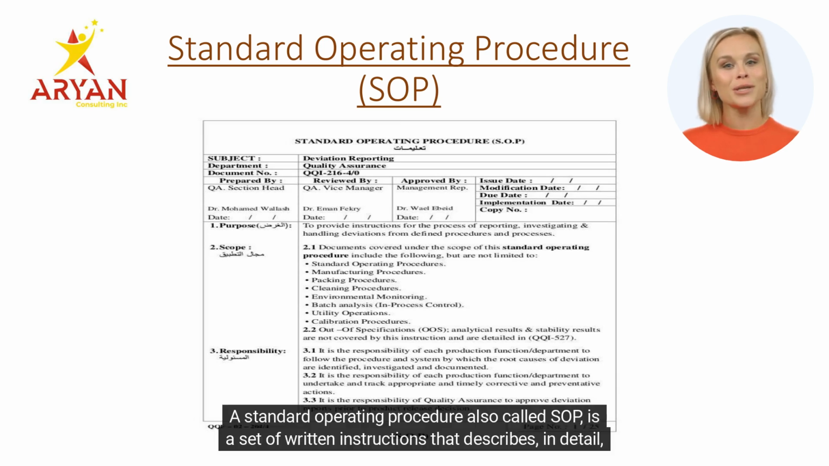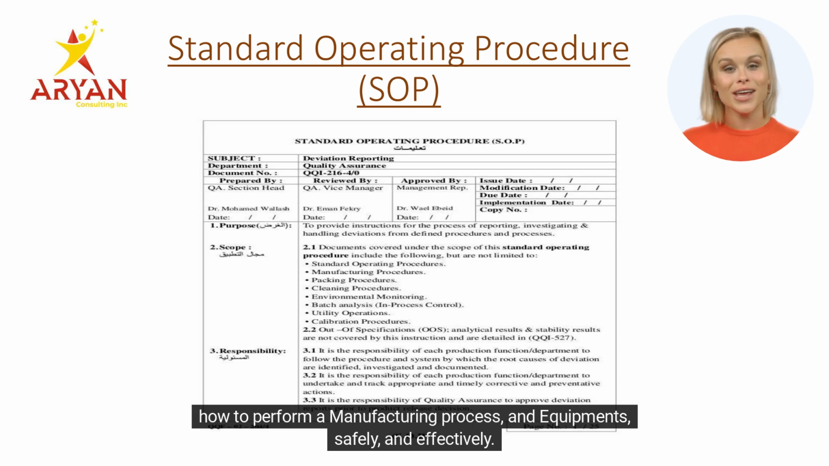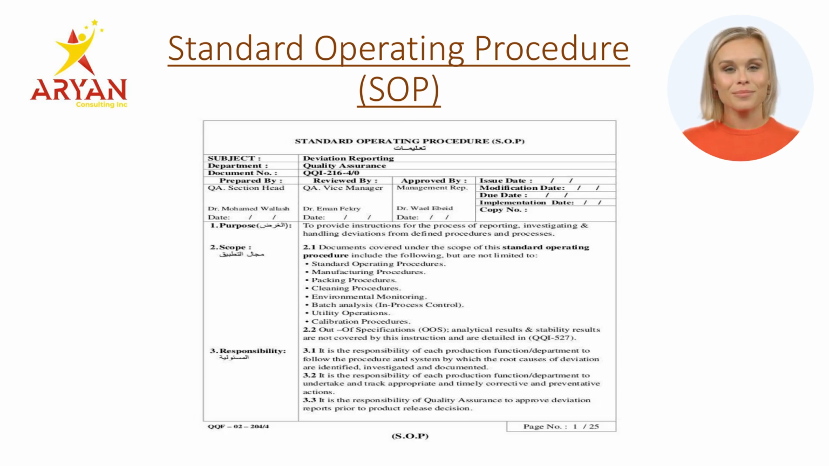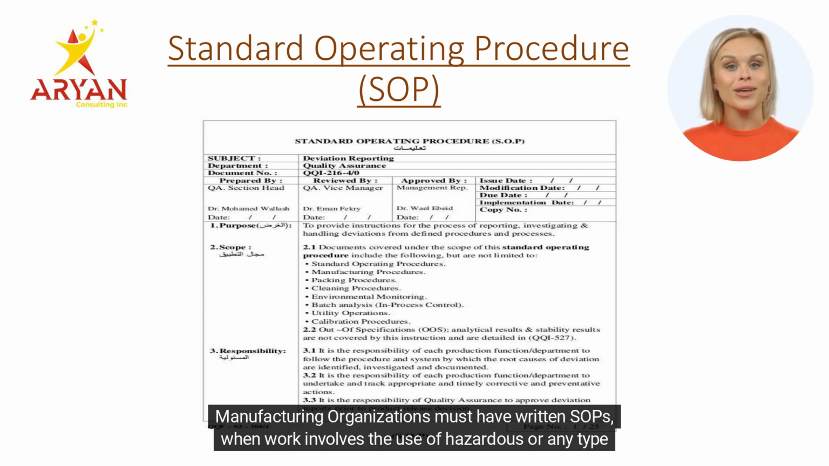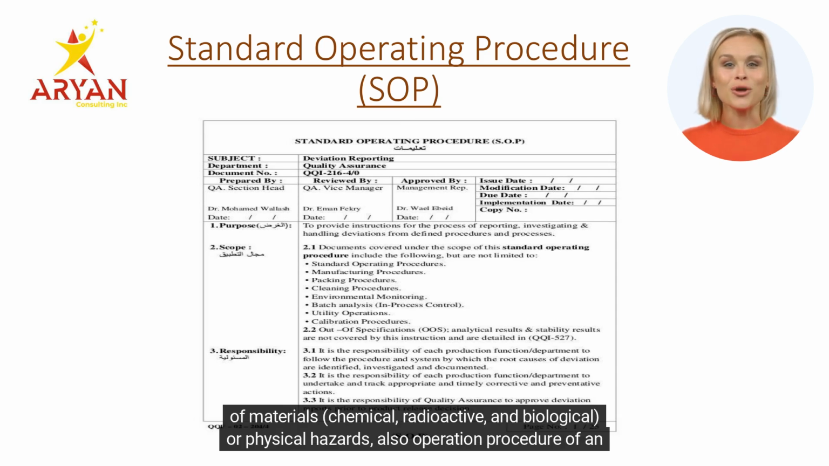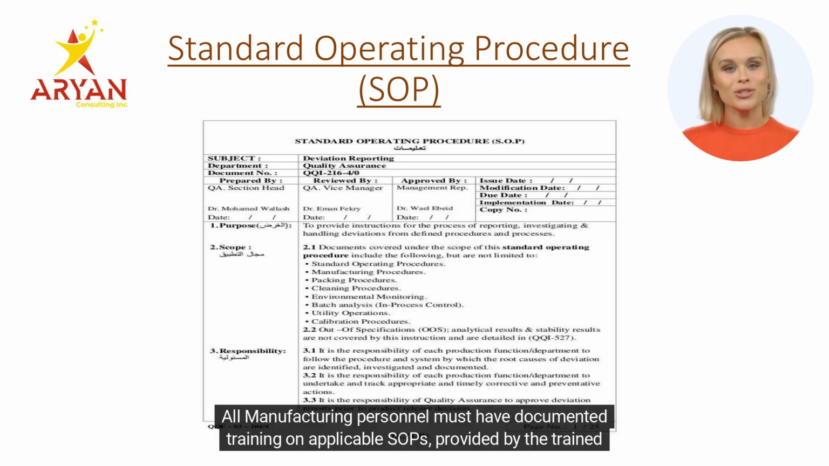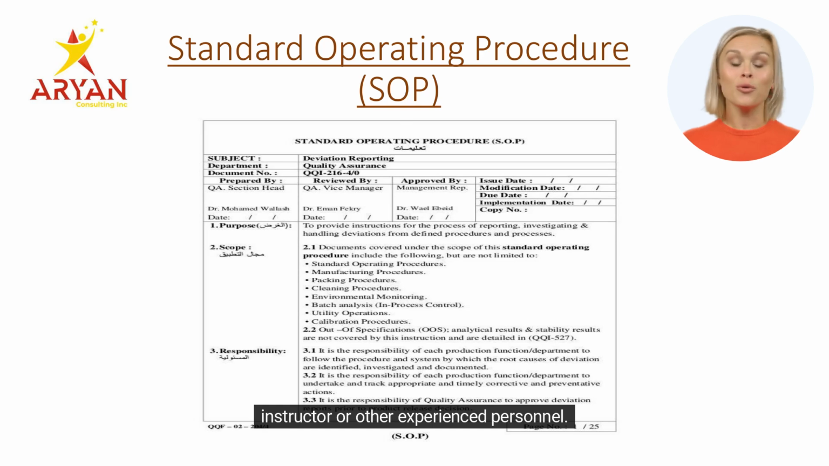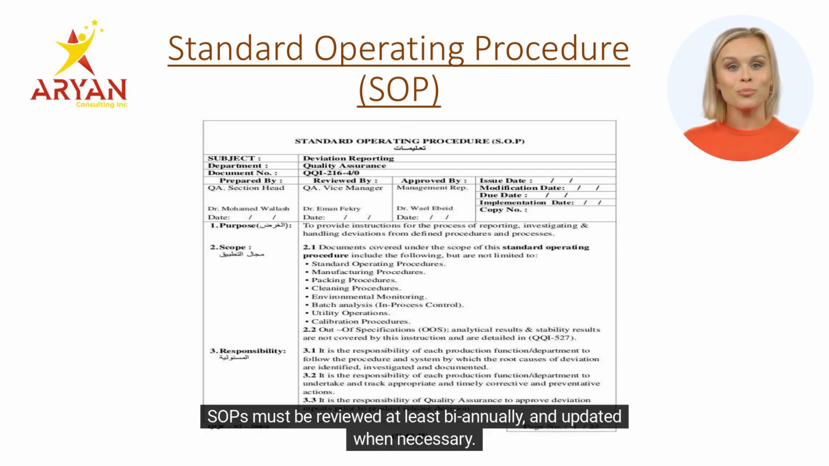A standard operating procedure, also called SOP, is a set of written instructions that describes in detail how to perform a manufacturing process and equipment safely and effectively. Manufacturing organizations must have a written SOP when work involves the use of hazardous materials, whether chemical, radioactive, biological, or physical hazards, and also for the operating procedure of an equipment. All manufacturing personnel must have documented training on applicable SOPs provided by a trained instructor or other experienced personnel. SOPs must be reviewed at least biannually and updated when necessary.